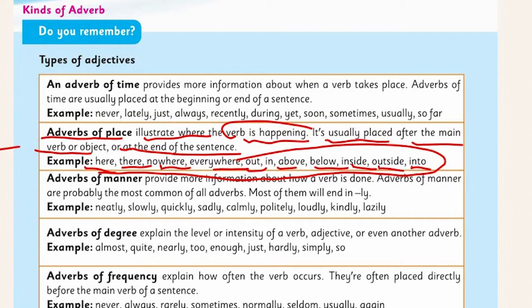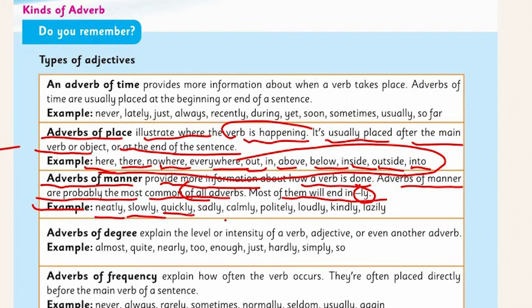Now let's move to the adverbs of manner. It provides more information about how a verb is done. Adverbs of manner are probably the most common of all adverbs. Most of them will end in ly. As I told you, mostly the adverbs of manner end with ly. For example, neatly, slowly, quickly, steadily, calmly, politely, loudly, kindly, lazily. You can see all the adverbs are ending with ly here.